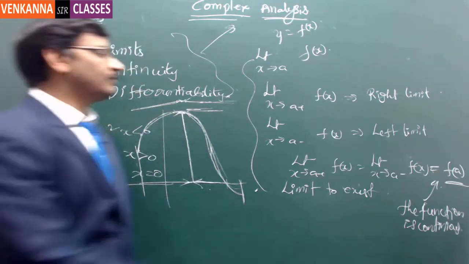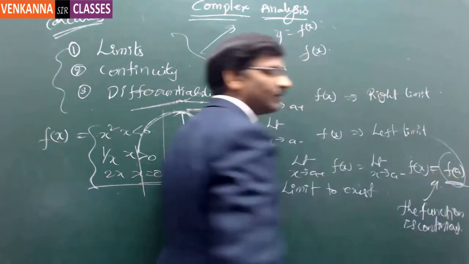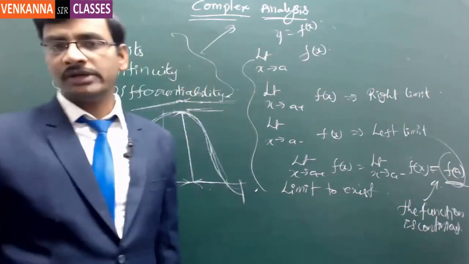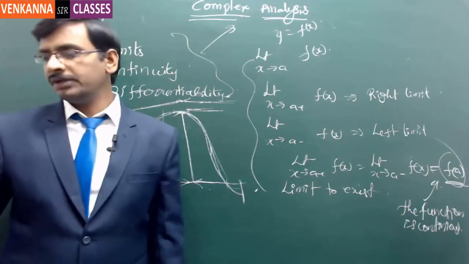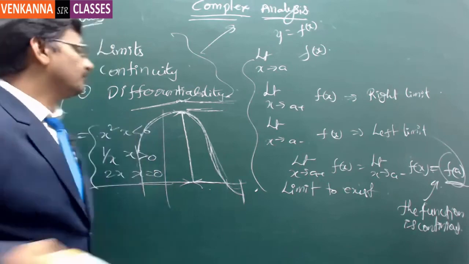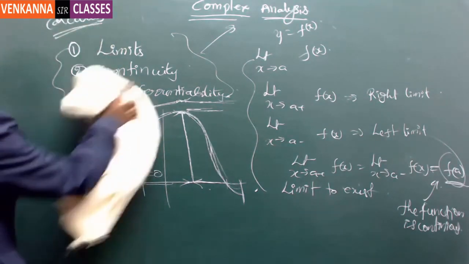So mathematically, the way we find out is that the left limit and right limit are equal, and it should be equal to the function value also. That is, while crossing the door also, he should be exhibiting the same kind of behavior. Got it? Now the extension of the same thing for complex analysis, that is the limits.